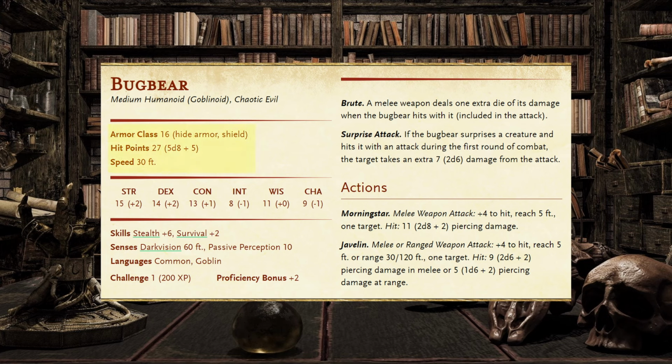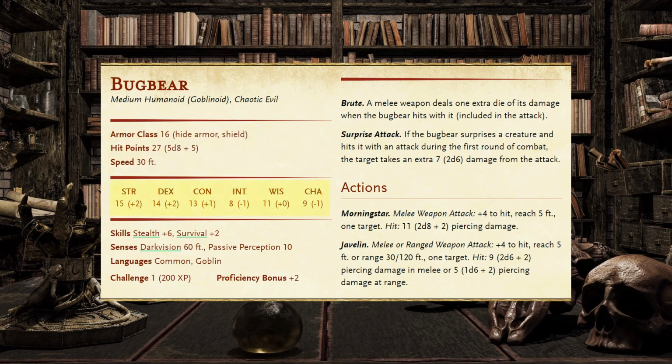The bugbear has an armor class of 16, 5d8 plus 5 hit points, or 27 on average, and a movement speed of 30 feet. I'll note that this armor class of 16 comes from the benefit of wielding a shield, and when wielding a two-handed weapon, the bugbear's armor class would be reduced to 14.